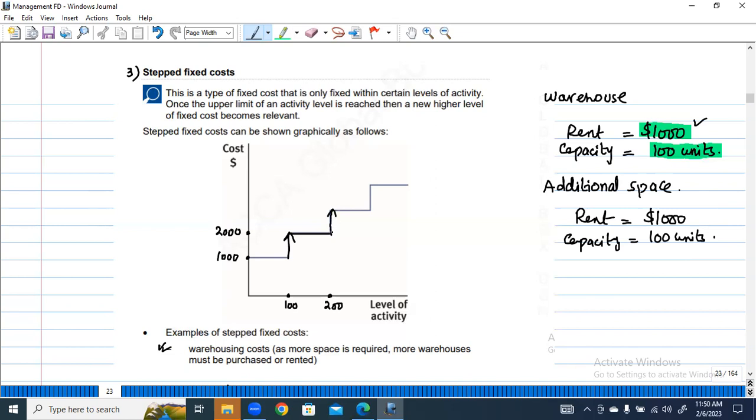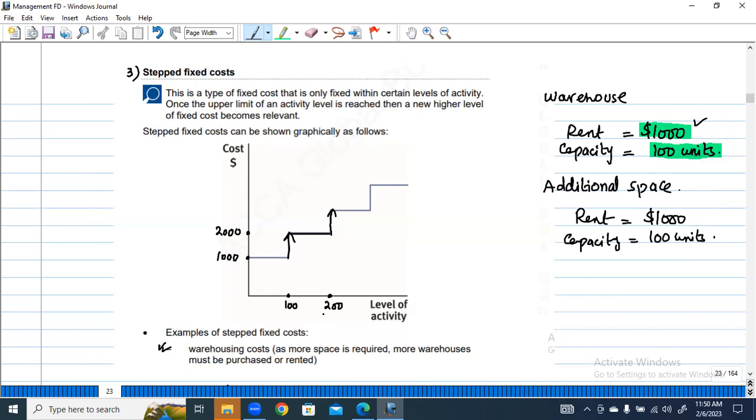Okay. So in this way, you understand the step fixed cost concept. Step fixed cost is a cost that remains fixed up to a certain range, and when that range is exceeded, there will be a step up in cost. So such a cost is known as step fixed cost. Clear?